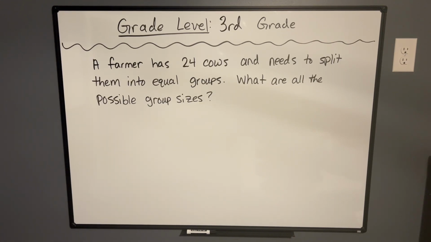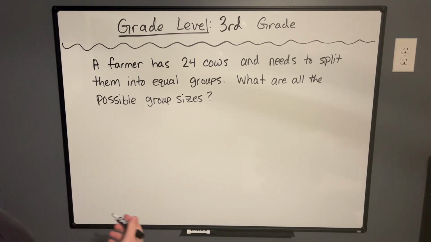All right, so we made it to third grade. This question says a farmer has 24 cows and needs to split them into equal groups. What are all the possible group sizes? So what this question is asking us for is how can we evenly divide 24, right? So we need to think about the numbers that we can divide 24 by.